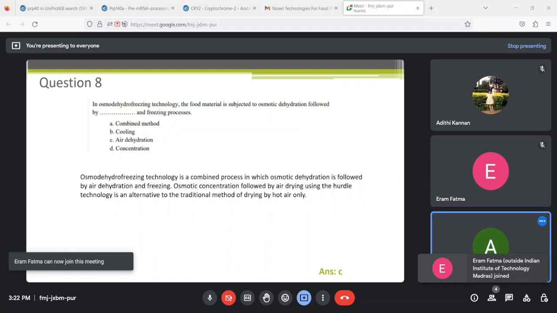In osmotic dehydration, by putting the food in a hypertonic solution, you will be able to remove water from the cells, and on top of that, you will be using air dehydration by hot air. This will further remove the water, and then by freezing, you are freezing all the water molecules that are available for the microorganisms to grow. If you freeze the water molecules, they will no longer be available for the microorganisms, and hence you will extend the shelf life of the food product.